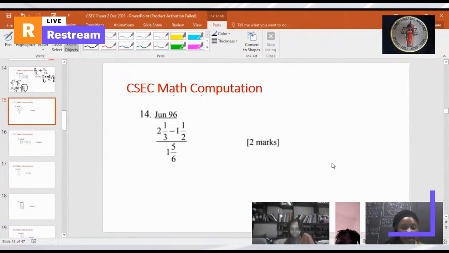Well, guys, whatever the marks are allotted, we have to make sure we get the full marks. It doesn't matter how many marks, whether it's 1, 2, 3, or 10, we want our full marks, right? So we're going to work the numerator. Okay, so let's go.